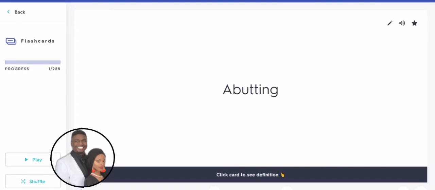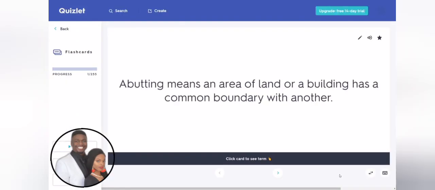Abutting. Abutting means an area of land or a building has a common boundary with another.